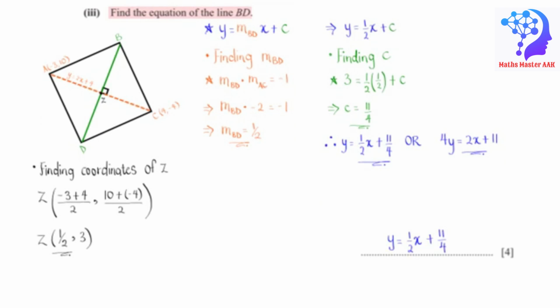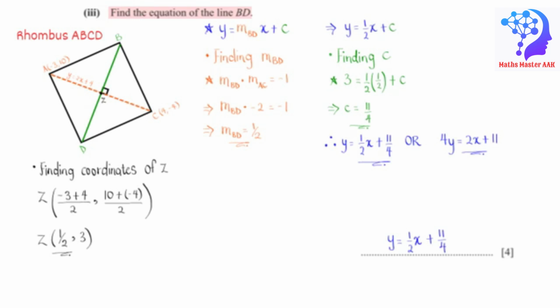Find the equation of the line BD. Let's try to visualize the situation. We know that AC is a diagonal in a rhombus ABCD. And so if this is the case, then it means that the other diagonal is BD. The diagonals of a rhombus are perpendicular.